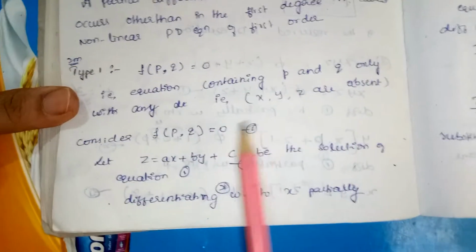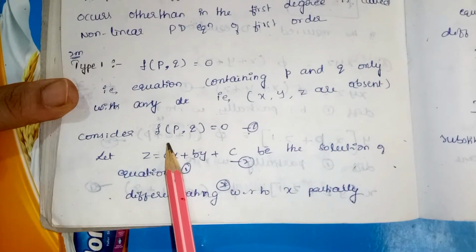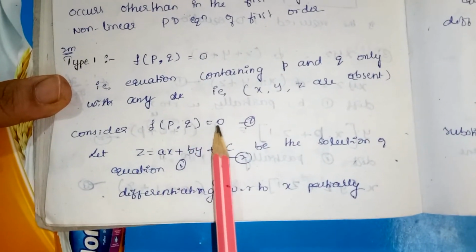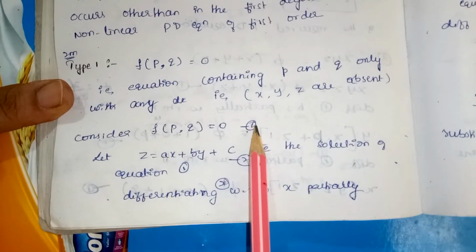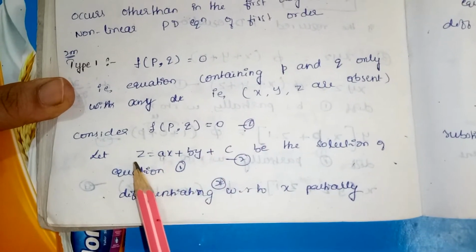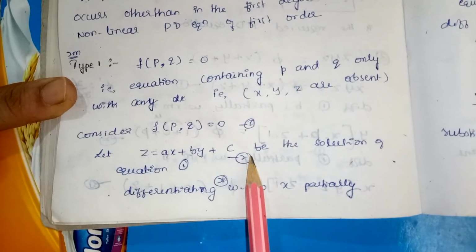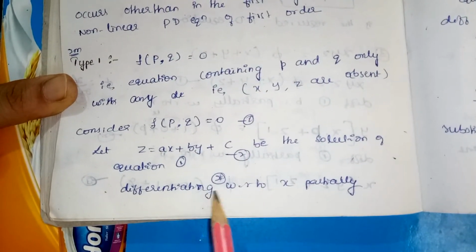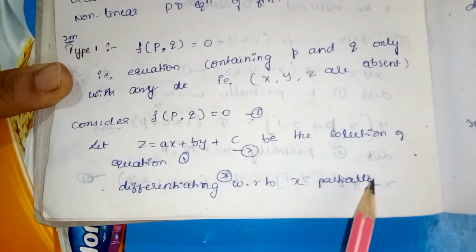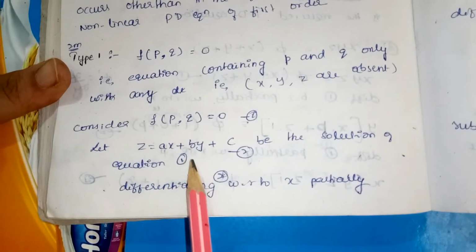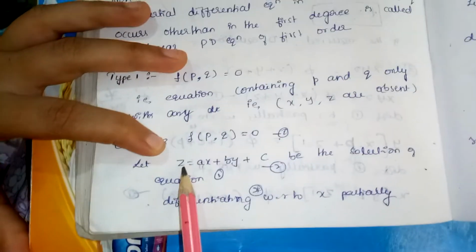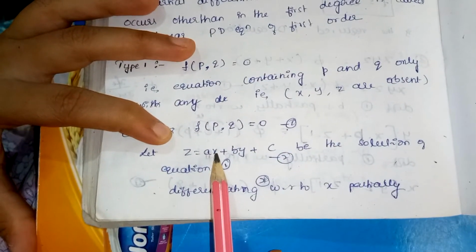How to solve this equation? See the general method. First you consider the given equation, that is f of p comma q is equal to 0. Take it as equation 1. Next we assume that the solution is z is equal to ax plus by plus c. Take it as equation 2. Third step is differentiate equation 2 with respect to x partially. We get the value of dou z by dou x is equal to a into x.